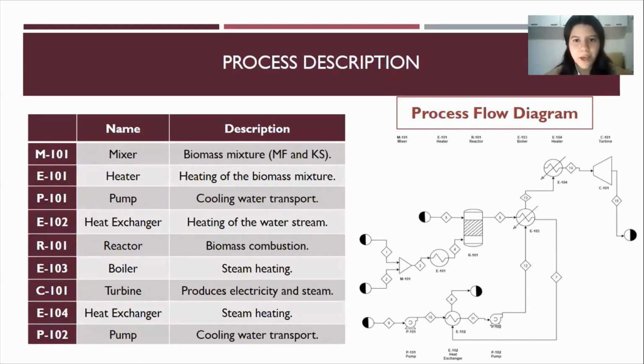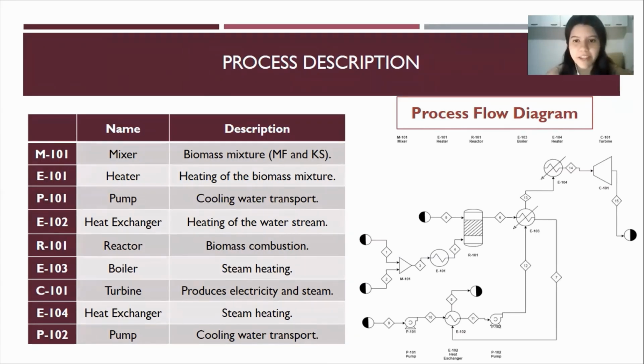Okay, so now we have a more detailed process description including the equipment. For the equipment, we include one mixer, 4 heat exchangers, 2 pumps, a reactor, and a turbine. First, we must segment the process in 2 routes, one for the combustion gases and the other one for the inlet water. So, it begins with the mixture of the 2 types of biomasses inside the mixer, and then this mixture is going to be preheated to 250 degrees before it enters the reactor.